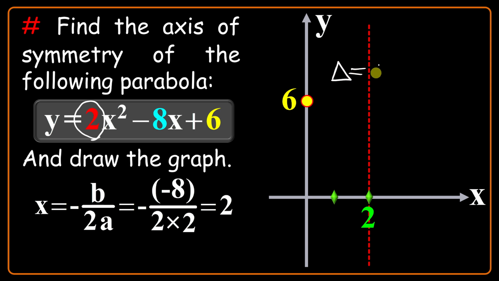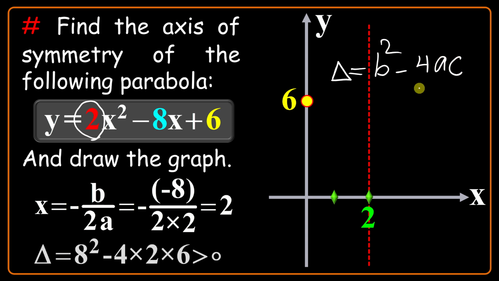Determinant was delta is equal to b squared minus 4ac. b is negative 8, so negative 8 to the power of 2. As it's raised to the power of 2, it could also be 8 to the power of 2. Minus 4 times 2, 2 is a, and c is 6 here. It seems that delta is positive, so I must have 2 separate roots.